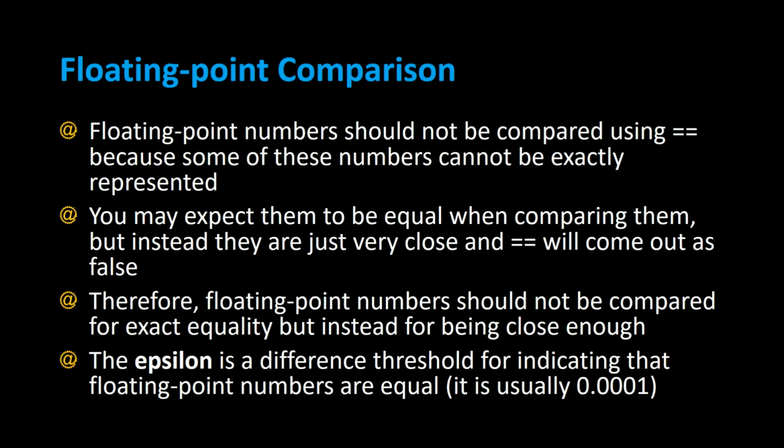Thereby, floating point numbers should not be compared for exact equality, but instead for being close enough. And the epsilon is a difference threshold for indicating that floating point numbers are equal, and it's usually 0.0001. And let me show you guys an example on how to compare floating point numbers.